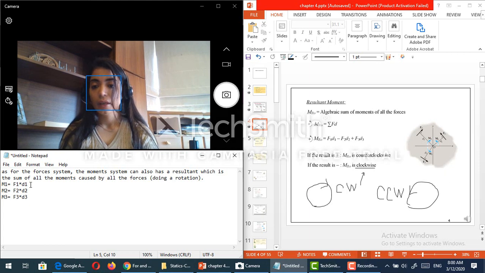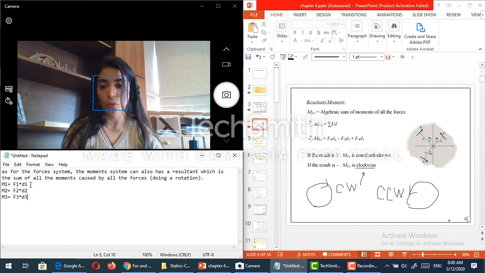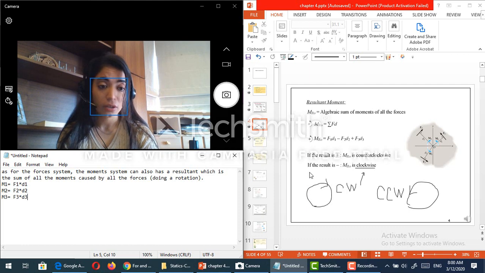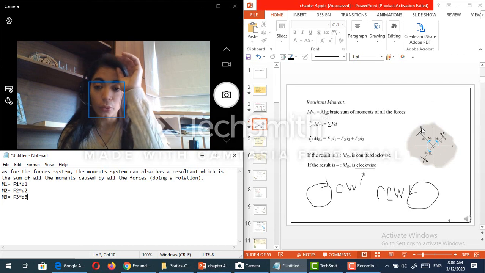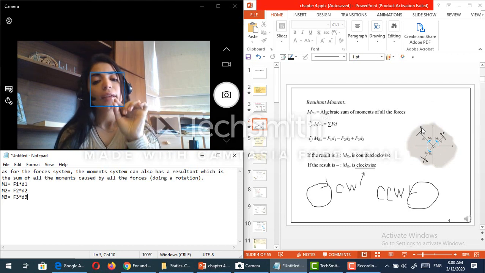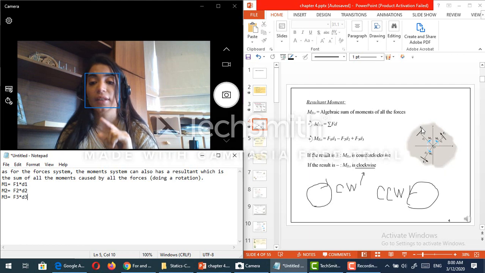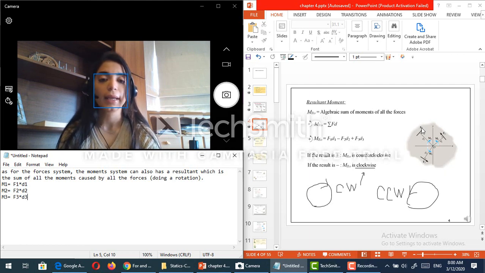Okay guys, now what about the direction of M1, M2 and M3? In order to know if the direction is clockwise or counterclockwise, I advise you guys to draw the circle of rotation of F1 around O, F2 around O, and F3 around O, and you can predict the direction of the moment, if it is in counterclockwise direction or in clockwise direction. So let's draw it.